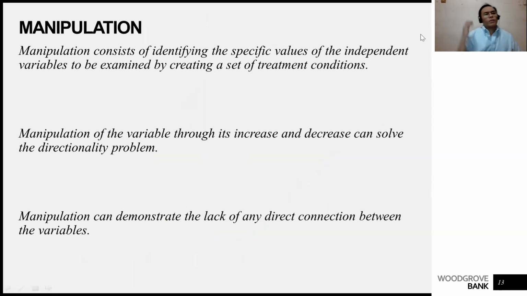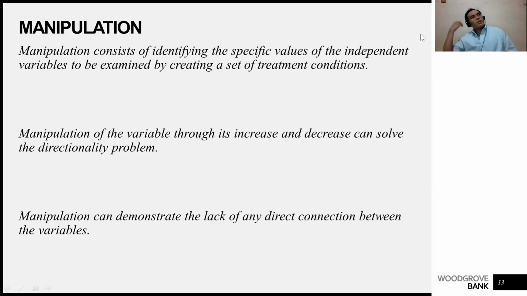Okay. So manipulation consists of identifying the specific values of the independent variable that are needed to be examined by creating treatment conditions. Manipulation of the variable, through its increase and decrease, can solve the directionality problem. And manipulation can demonstrate the lack of any direct connection between the variables.